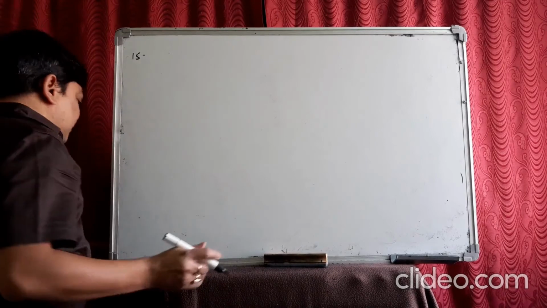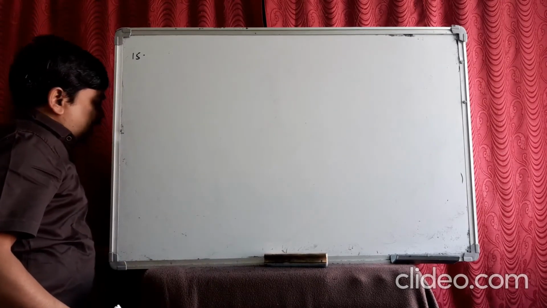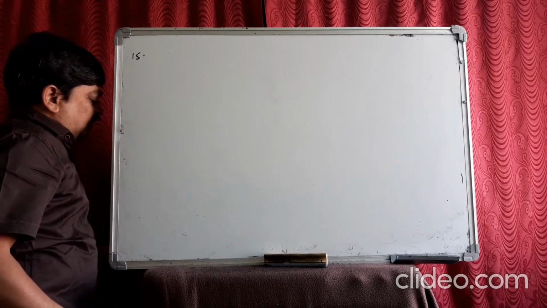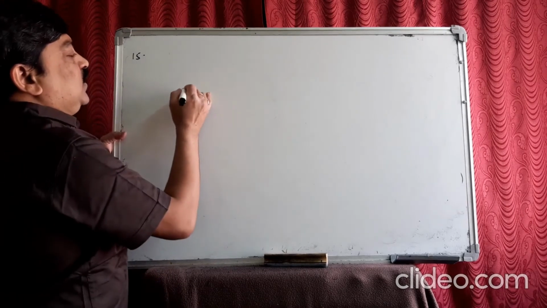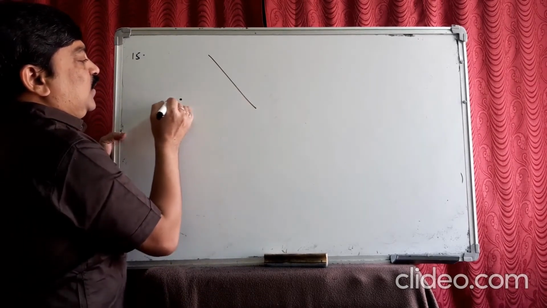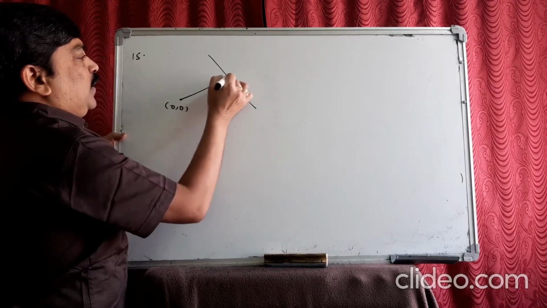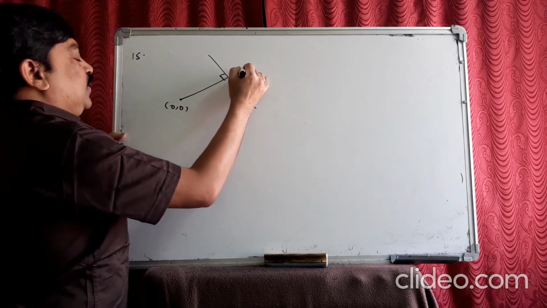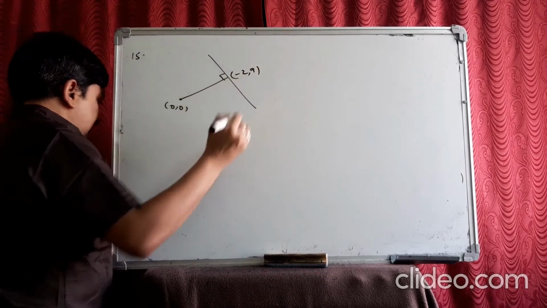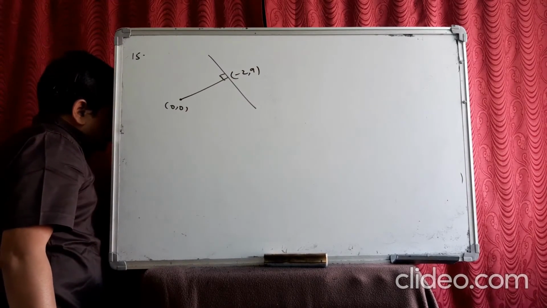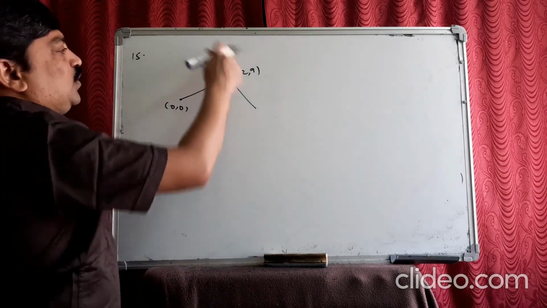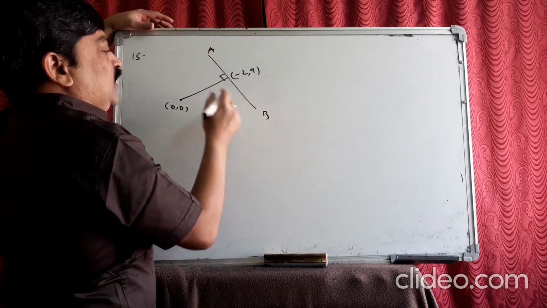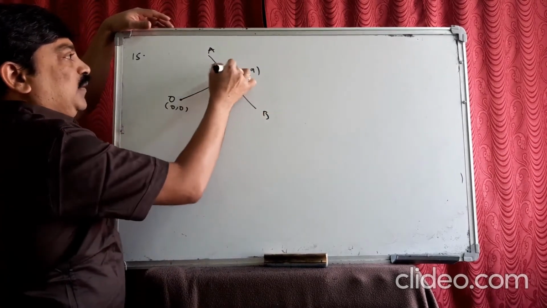See the 15th question. The perpendicular from origin to a line meets at the point minus 2 comma 9. See, there is a line here. From origin, the perpendicular meets at minus 2 comma 9. Find the equation of this line. You have to find out the equation of this AB. This is perpendicular, that is OP.